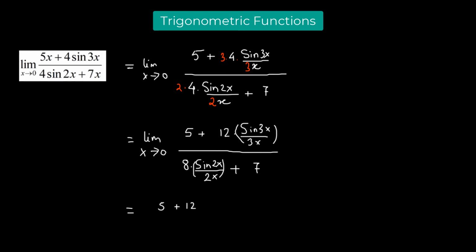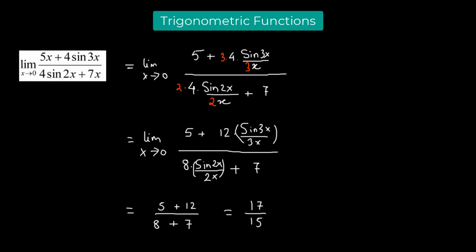So the limiting value of sine 3x over 3x is going to be 1, divided by 8 times the limiting value of sine 2x over 2x, which is 1, plus the remaining term, which is 7. So we have 5 plus 12 is 17 and 8 plus 7 is 15. So 17 over 15 is going to be the limiting value of the given function when x approaches 0.